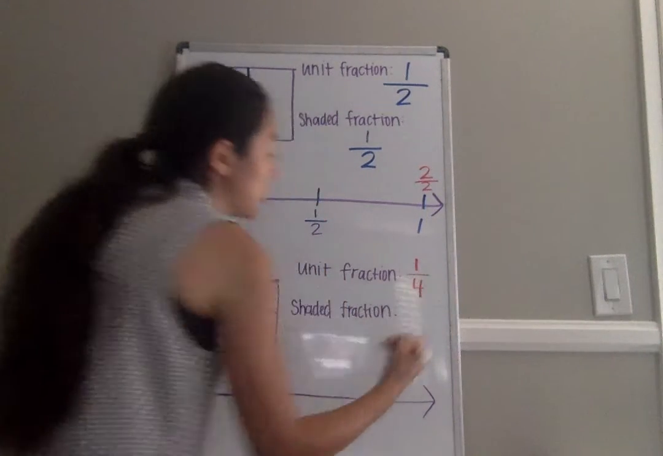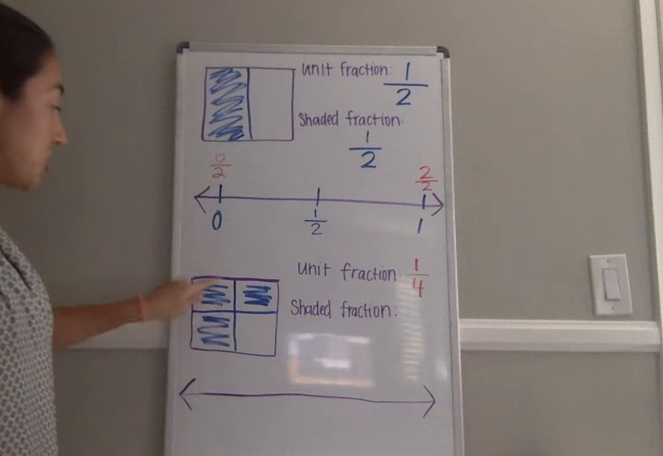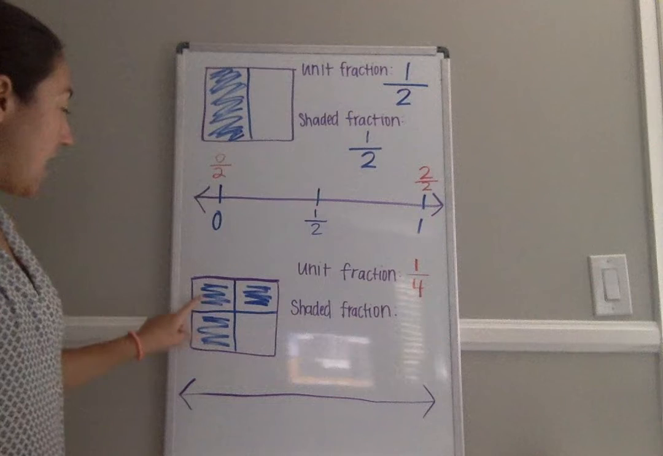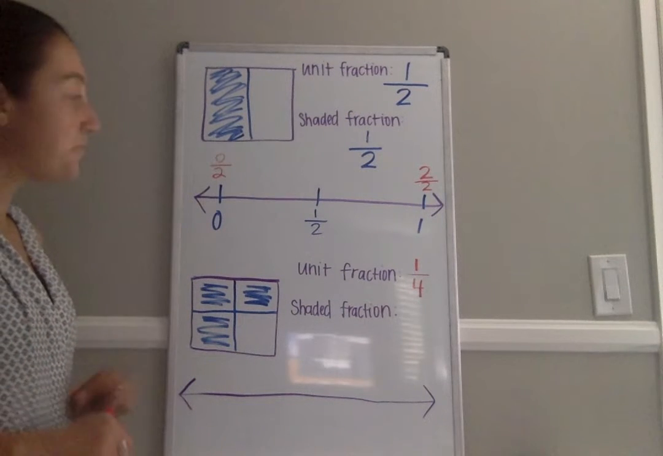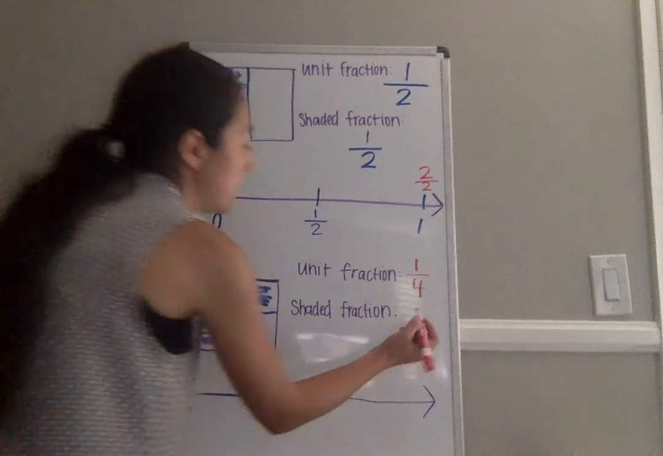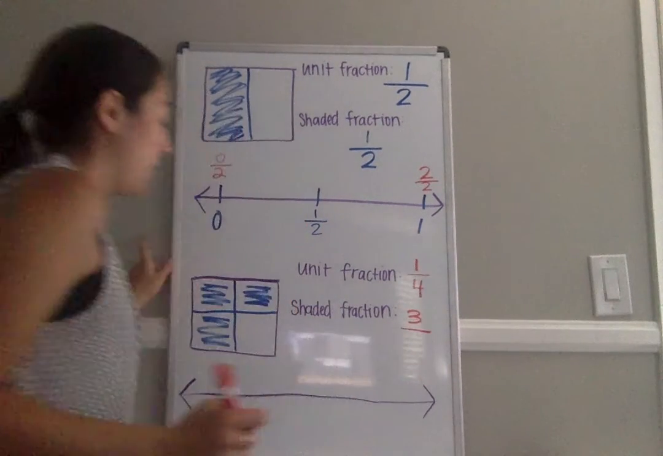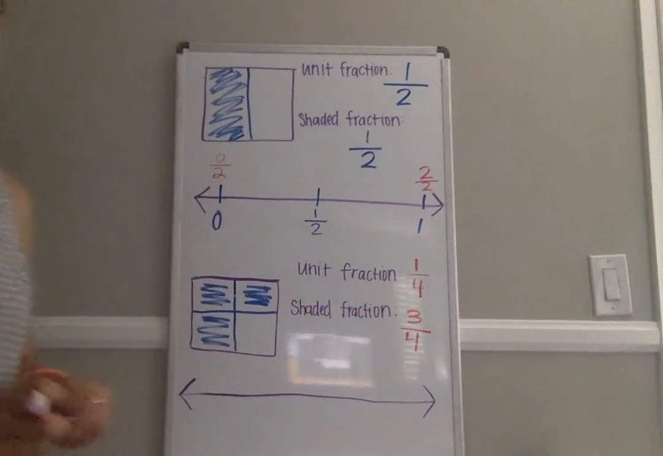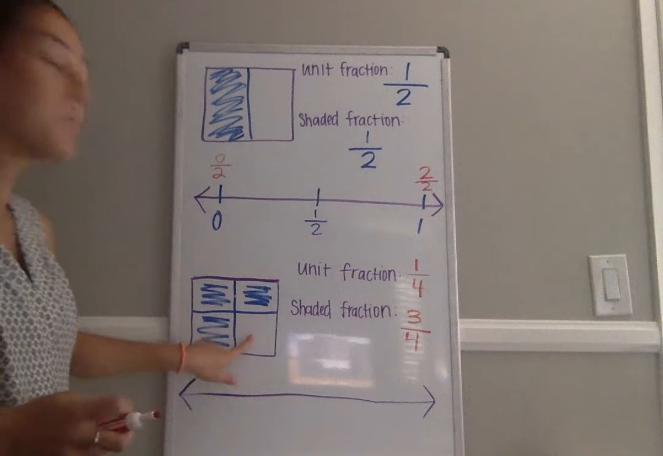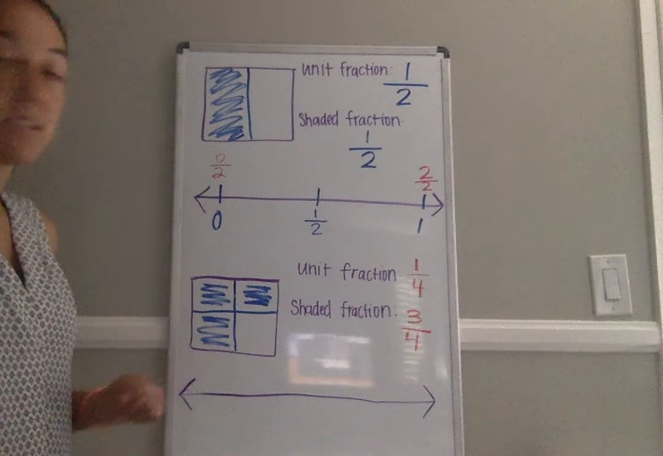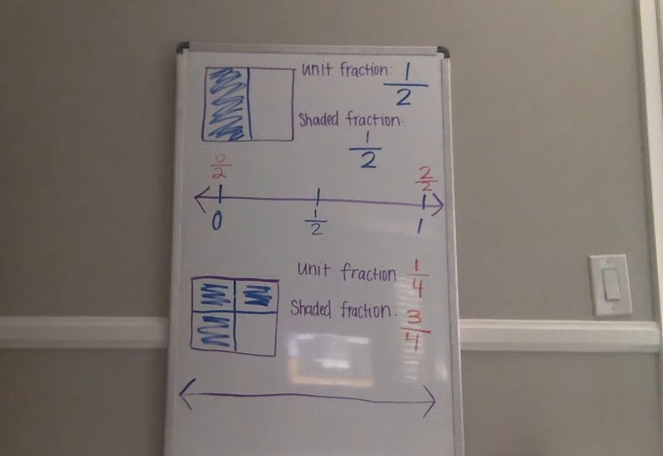So again, unit fraction only means how much does one box out of the entire box represent, and that would be 1 out of 4 pieces. My shaded fraction now becomes 1, 2, 3 over 1, 2, 3, 4. If it asked you for the unshaded part, that fraction would be 1/4, because 1 out of 4 pieces is not shaded. So again, I only am working with one shape down here.